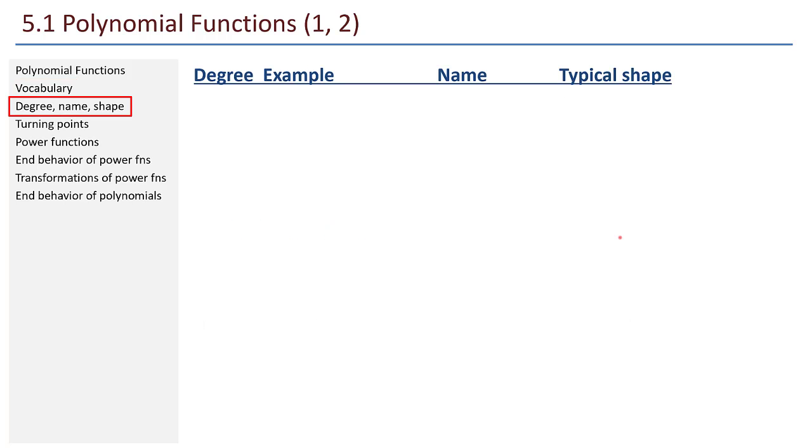Now let's look at the degree, name, and shape of different polynomials. This gets pretty interesting. You can have a degree 0 polynomial. That's just a constant. That's just a number, and we call it a constant. And the shape of a constant polynomial is just a horizontal line. So how would I graph the number 5, right? How do I graph the polynomial 5? It is a horizontal line at height 5. There it is right there.